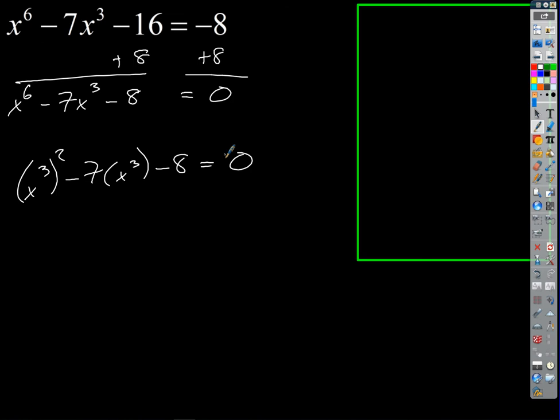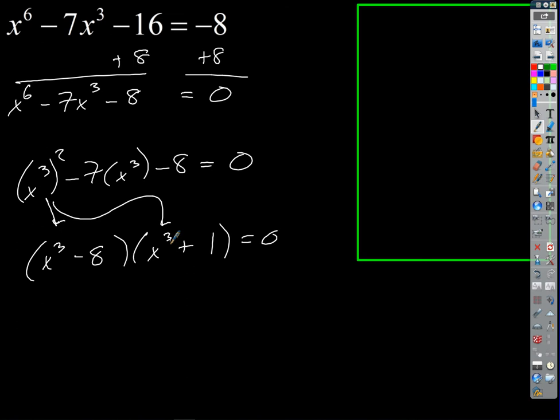So what are my magic numbers going to be? Negative 8 and 1. So then we're going to get whatever's being squared minus 8 times whatever's being squared plus 1. And what's being squared is an x cubed. Right? Isn't that a difference of cubes? It's a difference of cubes and a sum of cubes.